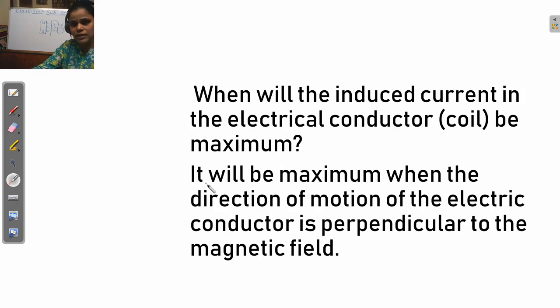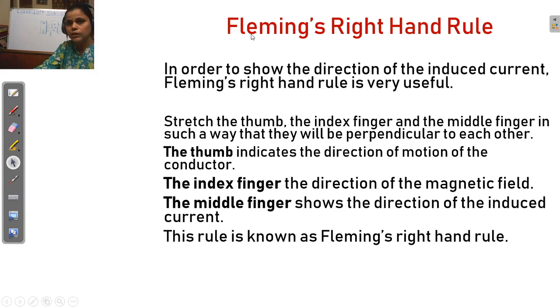So the answer is, it will be maximum when the direction of the motion of the electrical conductor is perpendicular to the magnetic field, then the current is maximum. Understand? Then we will study Fleming's right hand rule that shows the direction of the induced current. Fleming's right hand rule is very useful to show the direction of the induced current.